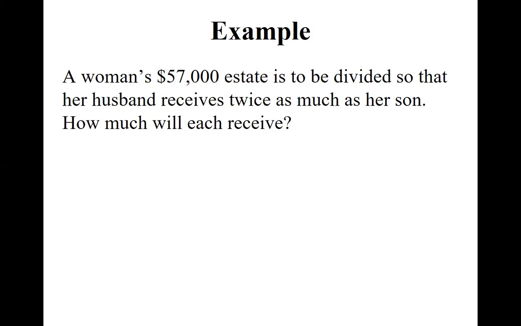Finally, a woman's $57,000 estate is to be divided so that her husband receives twice as much as her son. How much will each receive? Well, if the husband receives twice as much as the son, and the son is unknown, let's let our unknown x be the son. And if the husband receives twice that much, that means that 2x is the husband.